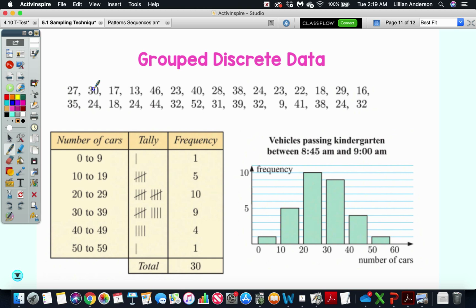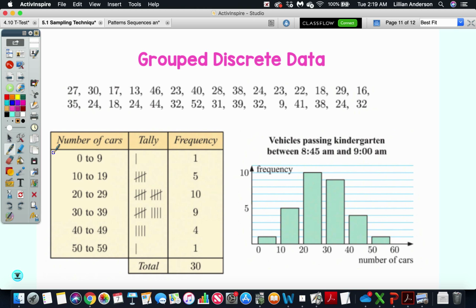For this data, you can see the width was 10. The width is determined by seeing, from this to this, this to this, this to this, and so forth. That's how large each of the classes are. And if you notice, all of the class widths are equal. One is not bigger than the other. So if you do a grouped frequency table, you want to make sure that your intervals are of equal width.